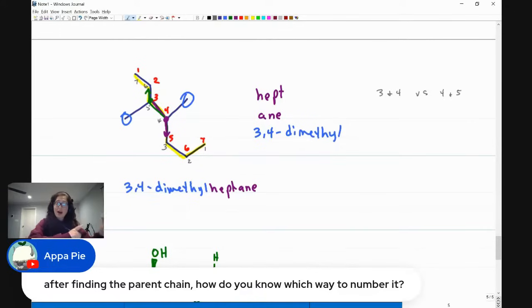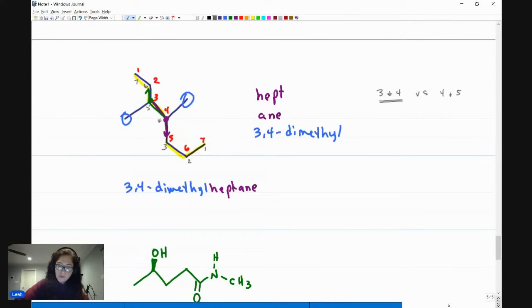4 and 5 is a higher total set of numbers. 3 and 4 is a lower total set of numbers. And so I go with the 3 and 4 so that I have the lowest total set of numbers. I hope that's clear because that's a very good question.